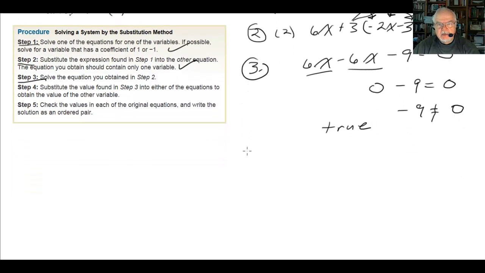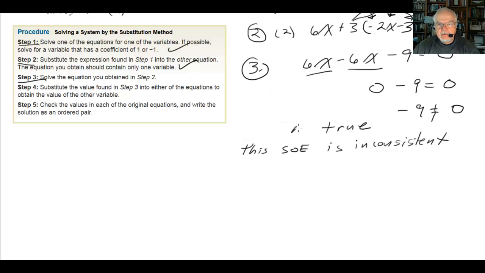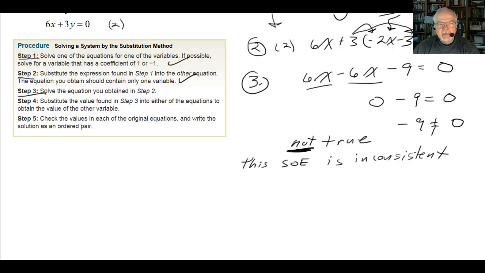Since that is not true, we say that this system of equations is inconsistent. That means no matter what we put into x, we're going to get something that is not true. Which means, no matter what we put into x, we can't find a solution.